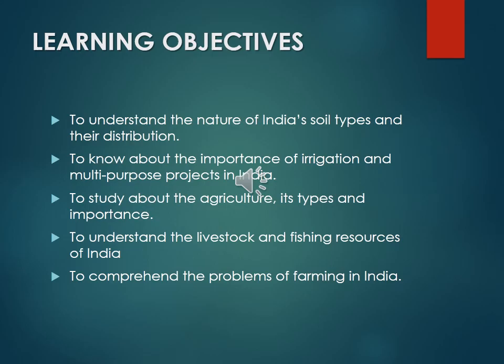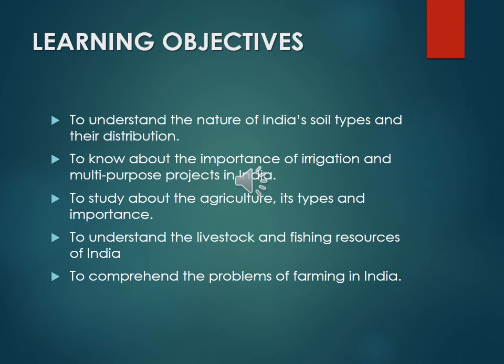Learning objectives. What are you going to learn from this lesson? First, you will learn about the soil, its different types and its distribution in India. Second, you will learn about the irrigation and multi-purpose projects of India. Third, you will learn about agriculture, its types and its importance, the types of agriculture practiced in India. Fourth, you will learn about livestock and fishing resources of India. Finally, the problems faced by the Indian farmers.